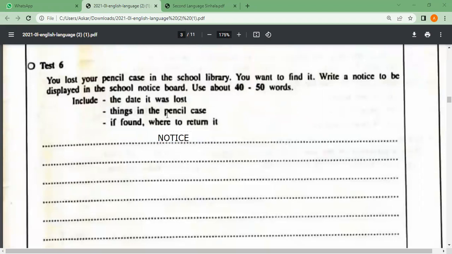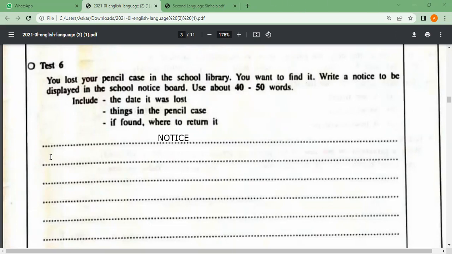This is the first rule, and then you should write what has been mentioned. I had lost my pencil case in the school library. So my pencil case had been lost in 2022, January 3 or 4th of February, like that you can write.